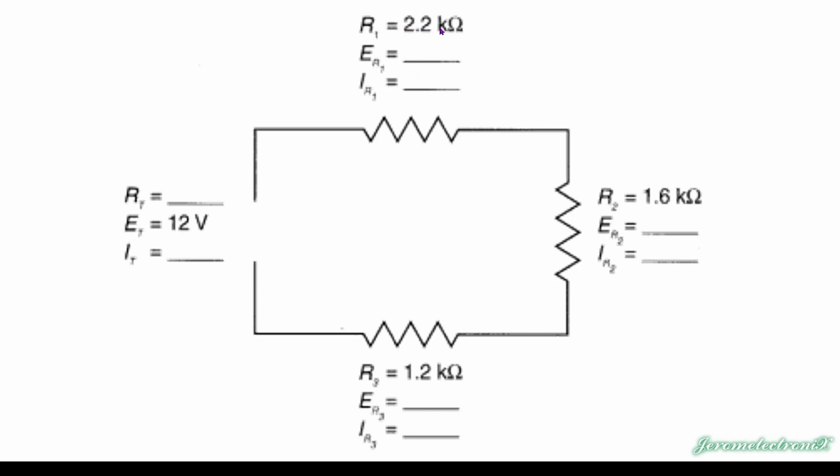So 2.2 kilo ohms times, no, it's actually 2,200 ohms times 0.0024 amps will give you this voltage. And then you do it again over here, you get this voltage. You can do it a third time to get this voltage, but you could also subtract the 2 voltages you have from the voltage that you know is the total and get the same answer.